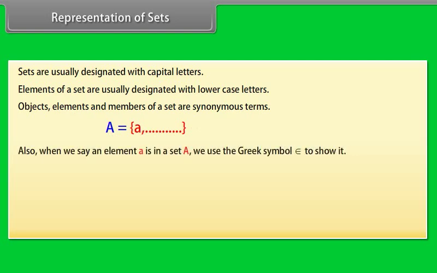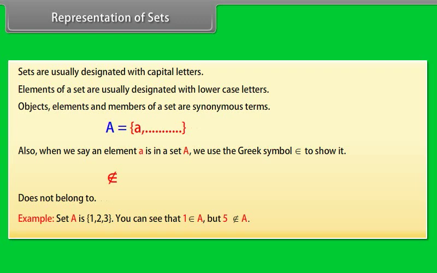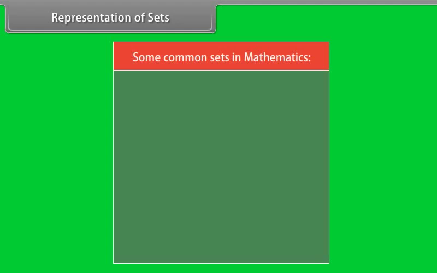Also, when we say an element a is in a set A, we use the Greek symbol epsilon to show it. Epsilon denotes the phrase belongs to. And if something is not in a set, use this symbol. This means does not belong to. Example, set A is {1, 2, 3}. You can see that 1 belongs to A, but 5 does not belong to A. Some common sets in mathematics.